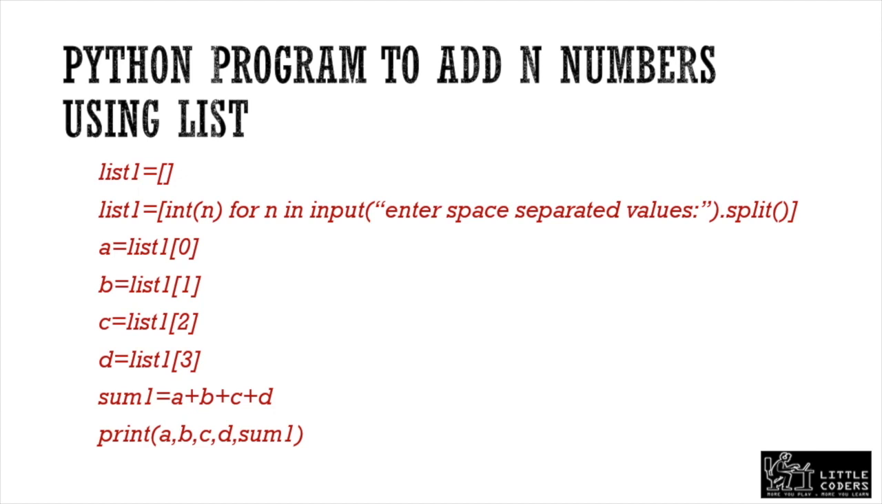Here, within the brackets we have to write int(n). If I want to read a floating value, you simply write float(n). If it is a string value, simply write (n). For n in input, enter space separated values. Similarly, 3 values or 4 values, whether numeric or non-numeric, floating or integer, can be given.